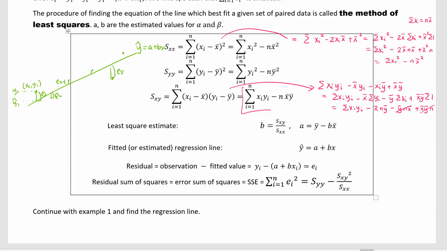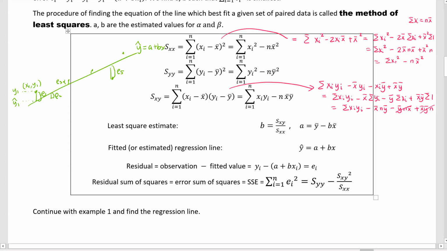So that's why we have sum of xi yi minus n x bar y bar. Okay, so that is the definition of Sxx, Syy, and Sxy. Then the least square estimates. So the regression line is a plus bx. b is then equal to Sxy over Sxx. And then a equals y bar minus b times x bar.